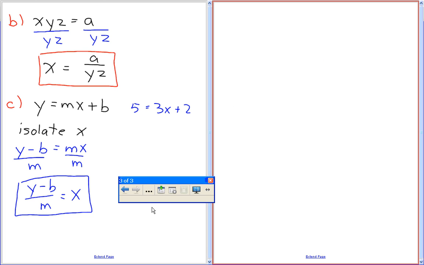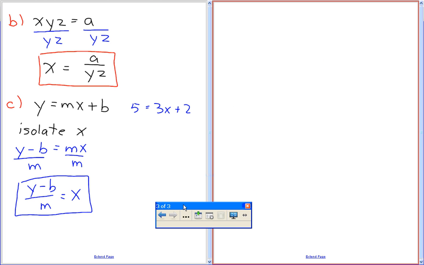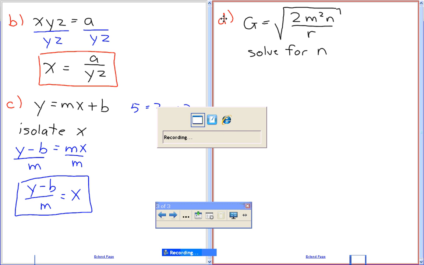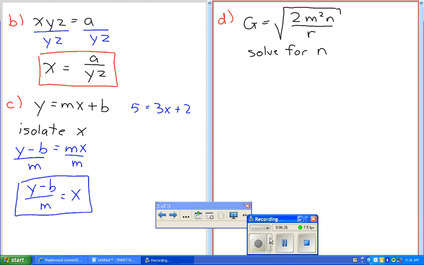Okay, let's try one more. It's a little more difficult. I'm going to do this one as a class, I think. Oh, how about something like that? And I want you to solve for n. Okay, I'm going to give you a minute to try this one. This one isn't easy. This is like a level 10 difficulty.